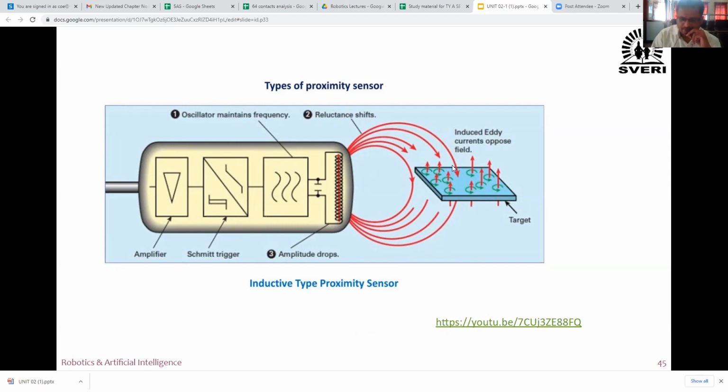Now what will happen when this metal plate or metal object comes in between the magnetic flux lines? The magnetic flux lines are cut off. Therefore, because of these cut-off magnetic flux lines, eddy currents are induced in the plate. And these eddy currents will oppose the movement of these magnetic flux lines.